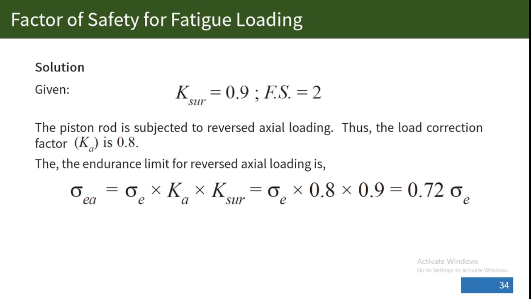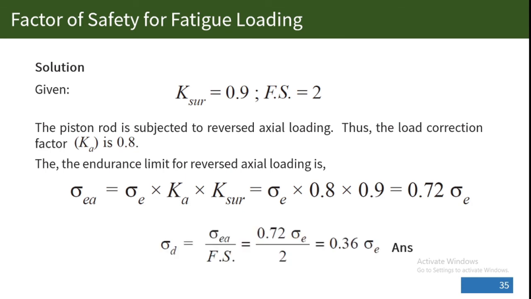So we substitute the value of K sub A, which is 0.8 for axial loading, and 0.9 is the surface finish factor, which is given as 0.9. Thus, we have the endurance limit for axial loading, which is 0.72 sigma sub E. Okay, so this is still a variable. This is not yet known.